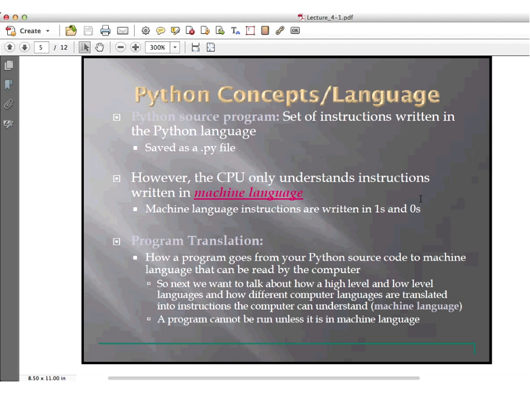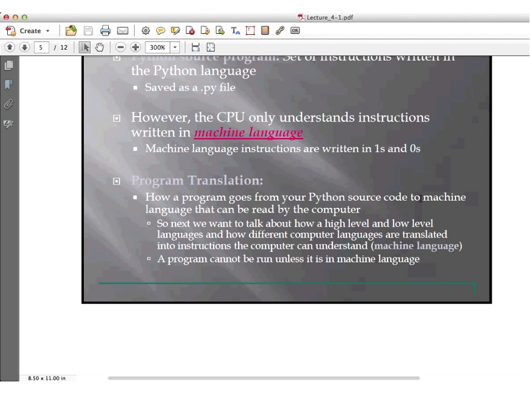So at this point, we have to digress and talk about high-level and low-level languages and how different computer languages are translated. And if it can't be translated into a machine language, it can't be run.